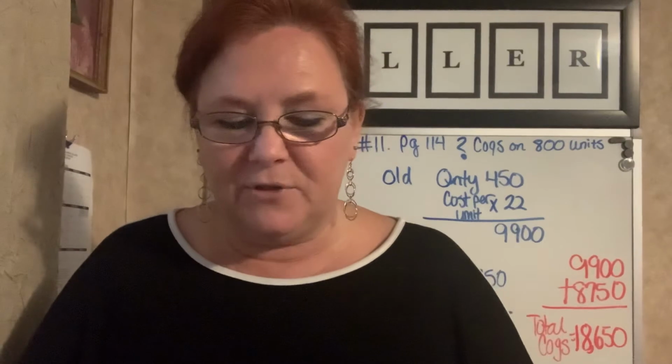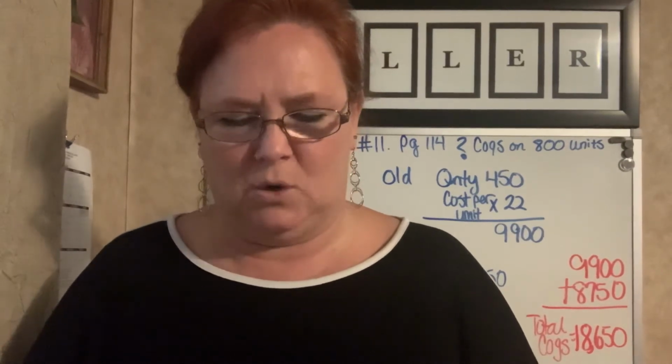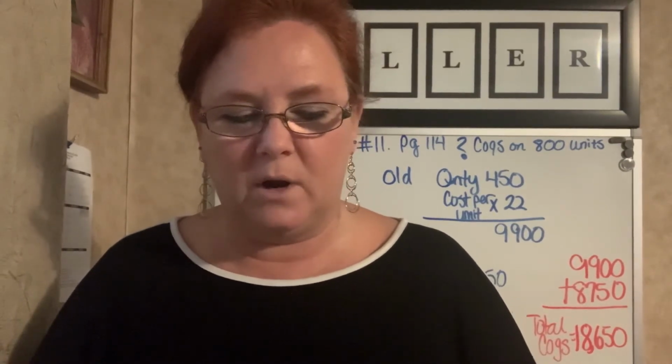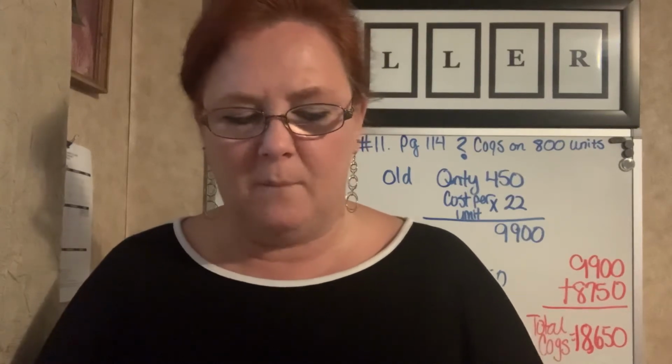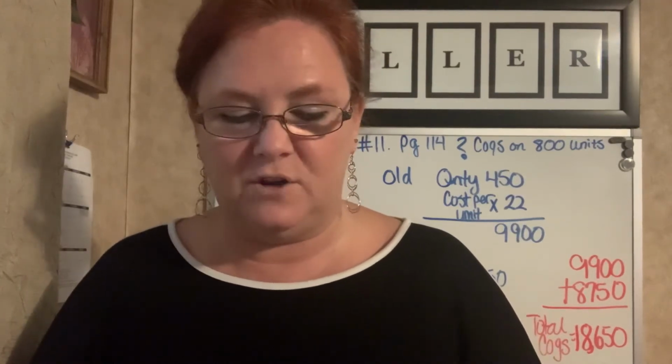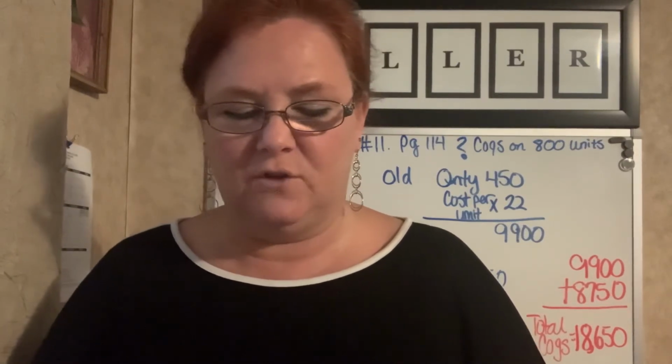So on December 31st of last year, Wolfson Corporation had an inventory of 450 units in its product, which cost $22 per unit to produce. During January, the company produced 850 units at a cost of $25 per unit. Assume that Wolfson Corporation sold 800 units in January. What was the cost of goods sold?